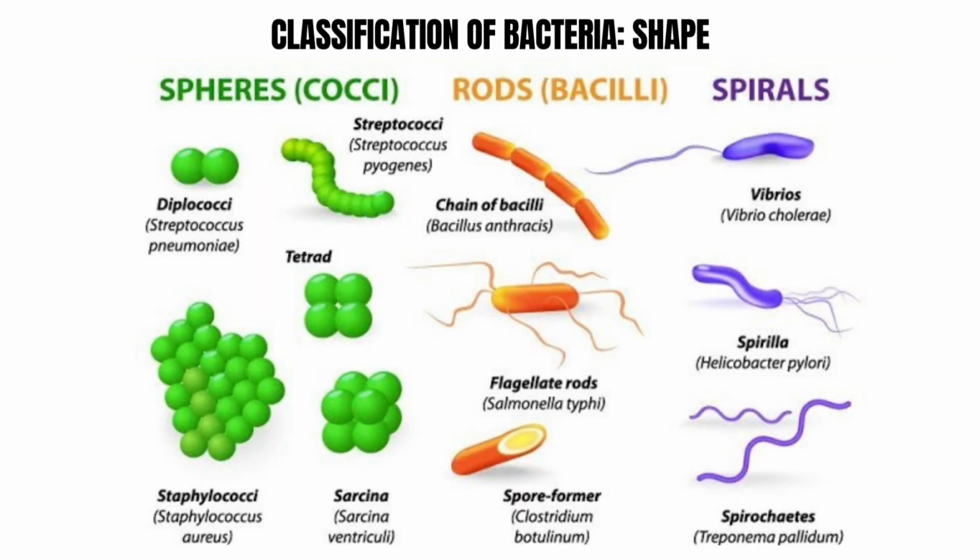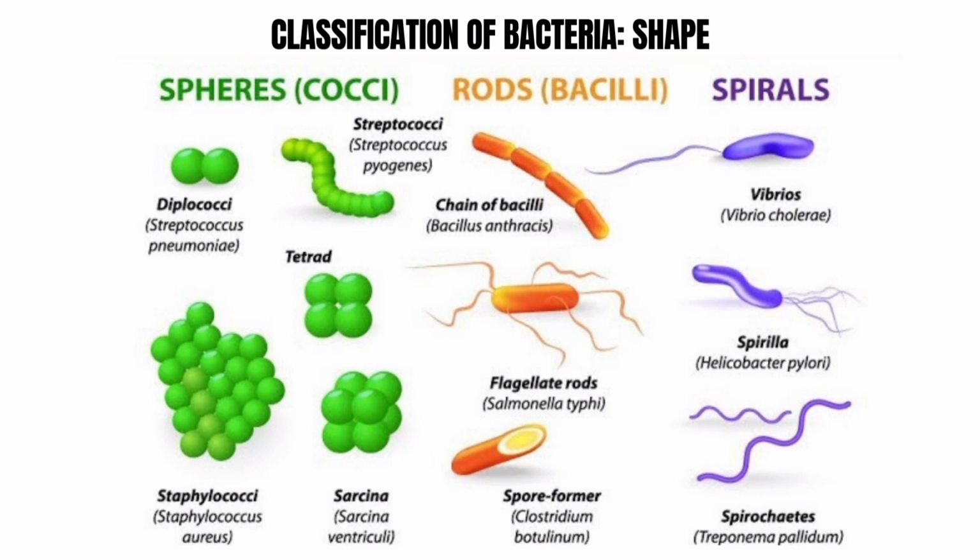An important thing to note is the classification of bacteria. We classify bacteria based on their shapes. We have those that are spheres, those that are rods, and those that are spiral. The spheres we also call cocci. The rods we also call bacilli. And we have the spirals.